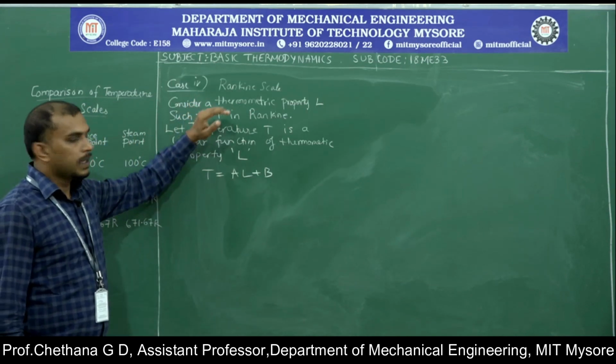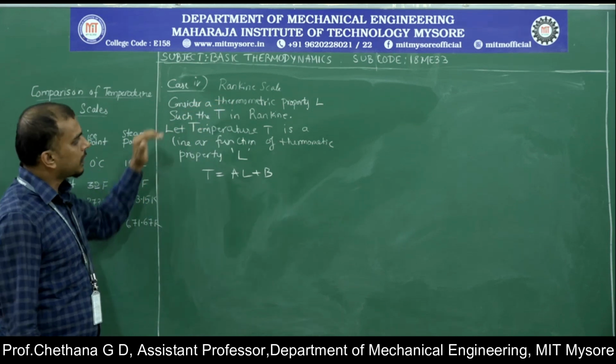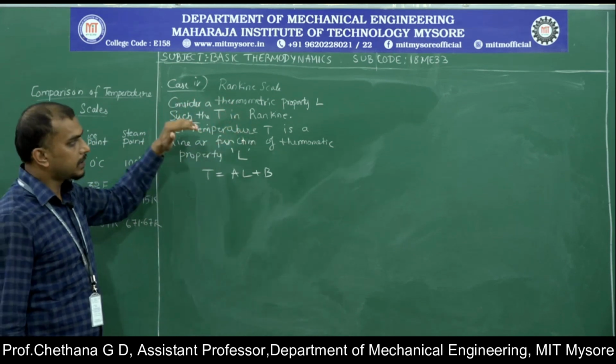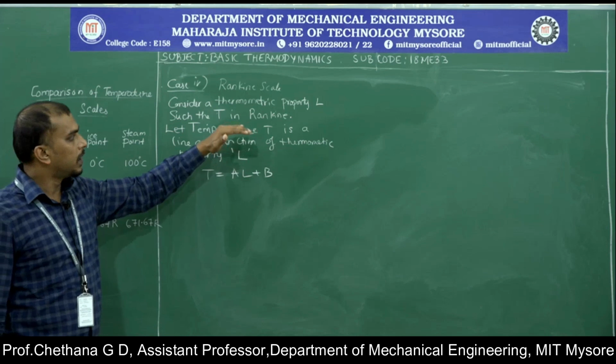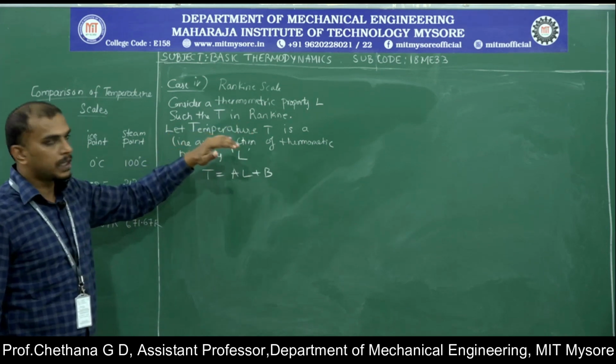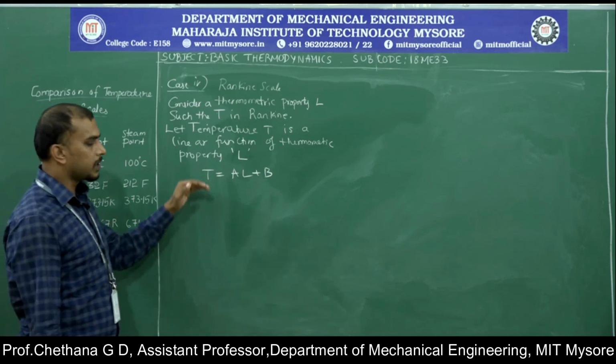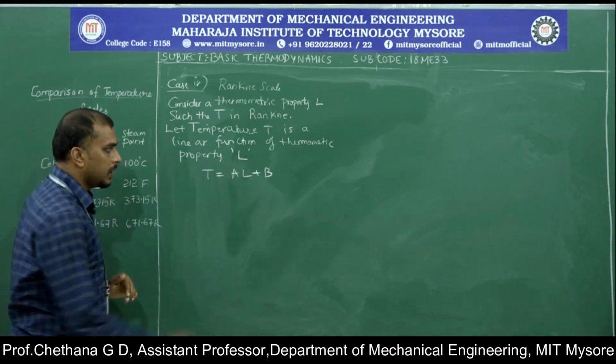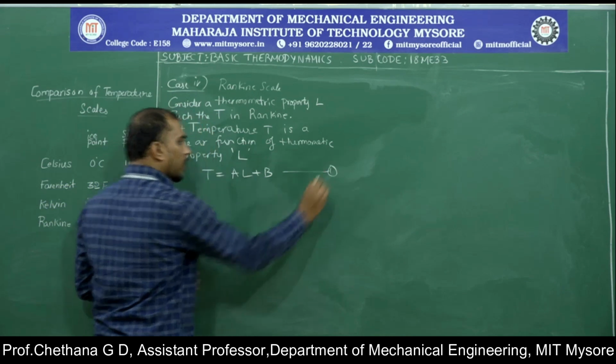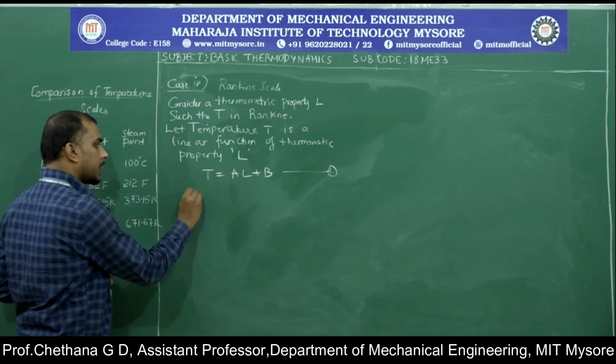The case 4 is the Rankine scale. Consider a thermometric property L such that the temperature is in Rankine. Let temperature T be a linear function of thermometric property L. So the expression can be T is equal to AL plus B. Call this expression 1. We know two boundary conditions.